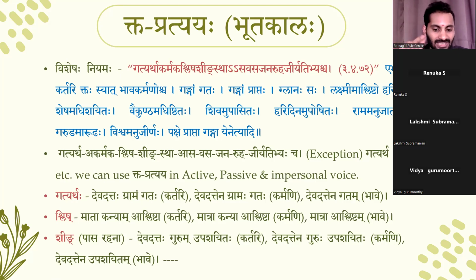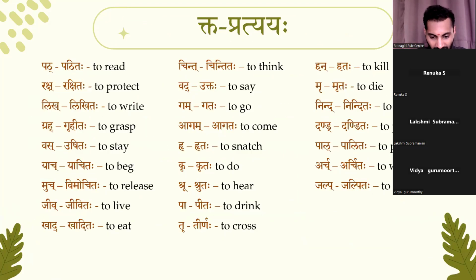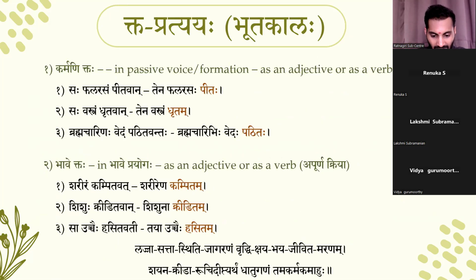That is one thing. Second thing, Akarmaka dhatus. How to find Akarmaka dhatus? I have given a Karika, Lajja, Satta, Sthiti Jagaranam. Here somewhere I have written that. Where was that? Here it is. Lajja satta sthiti jagaranam vriddhi kshaya bhaya jivita maranam shayana krida ruchityartham dhatugana tam akarmakam ahuh.